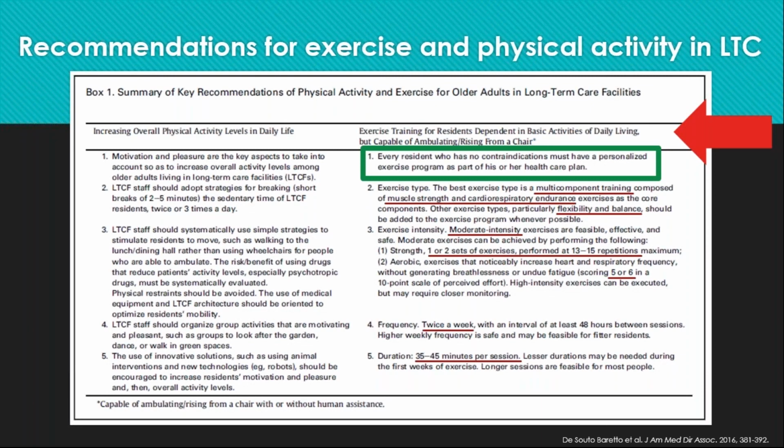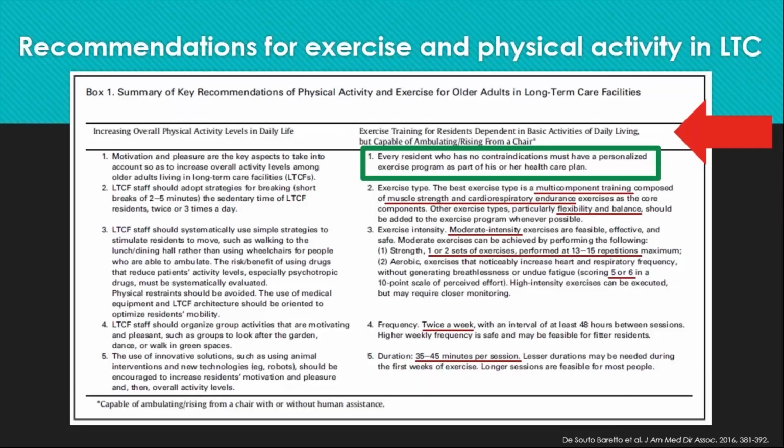There is no reason why people shouldn't have an exercise program as part of their plan. And of course, it should be individualized. So it should be relevant to the person, something that they like to do, and incorporated into their healthcare plan. So in terms of exercise type, the best exercise for long-term care is multi-component training, specifically incorporating muscular strength, cardiorespiratory endurance, flexibility, and balance. But really what's important is strength.